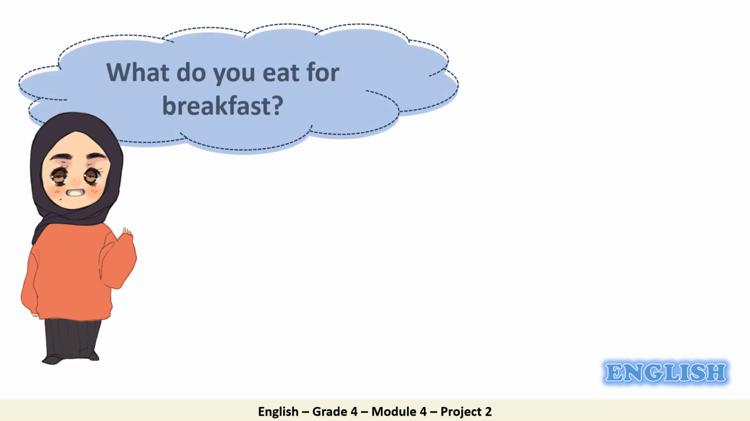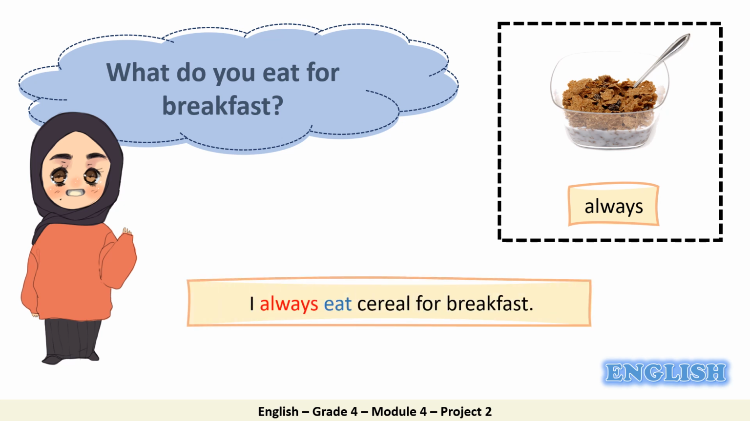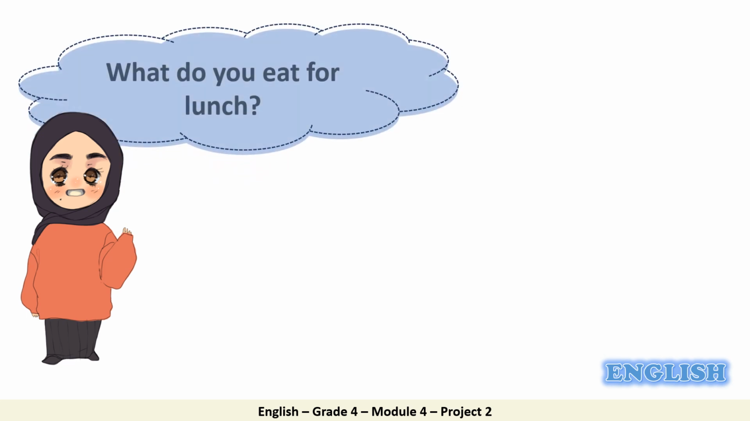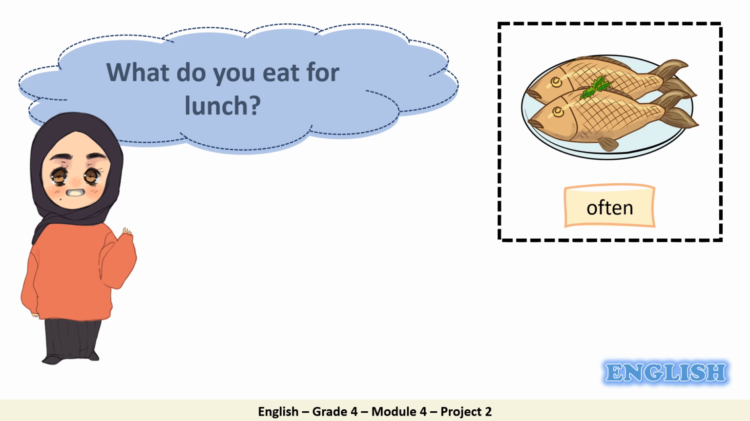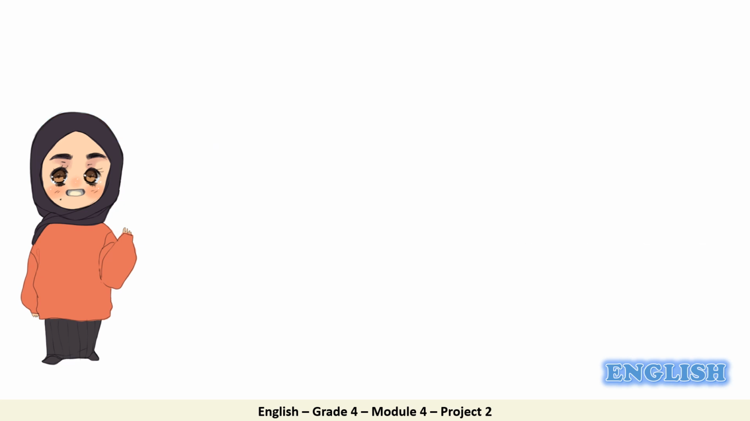What do you eat for breakfast? Look at the picture. Cereal, and the word is always. The answer would be, I always eat cereal for breakfast. Read along. What do you eat for lunch? Look at the picture. We have fish and often. You would say, I often eat fish for lunch. Read along.